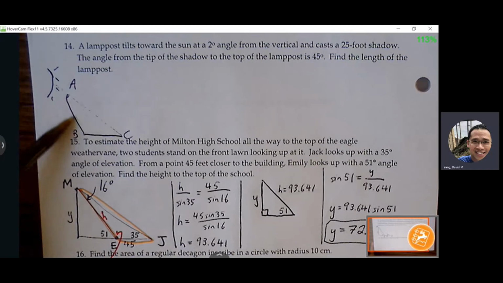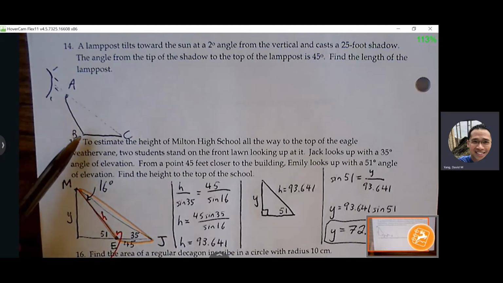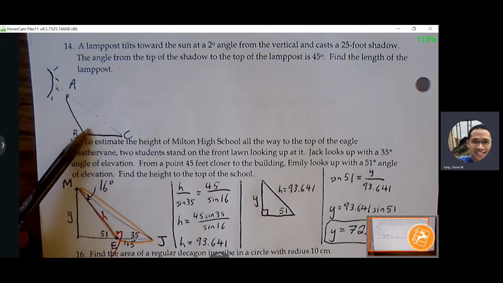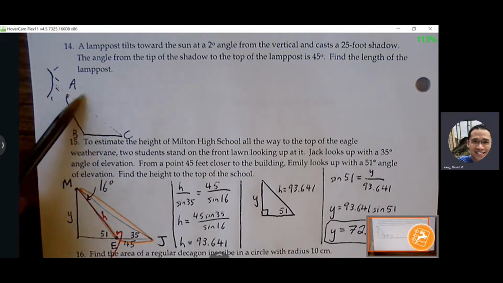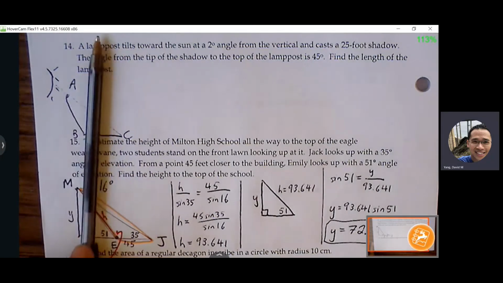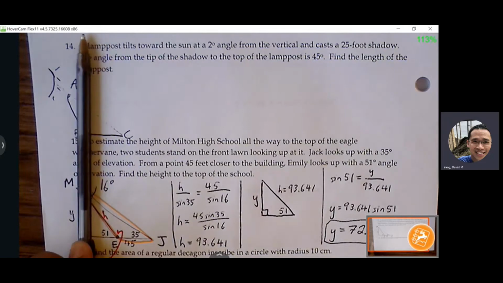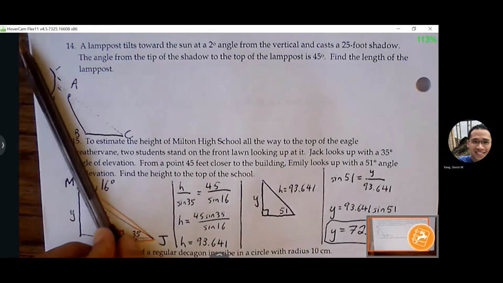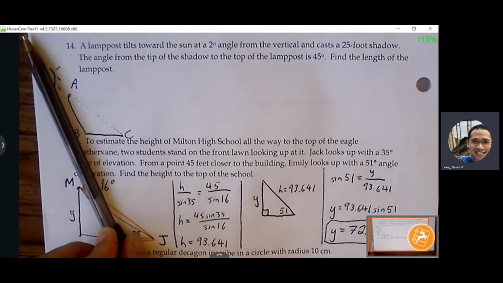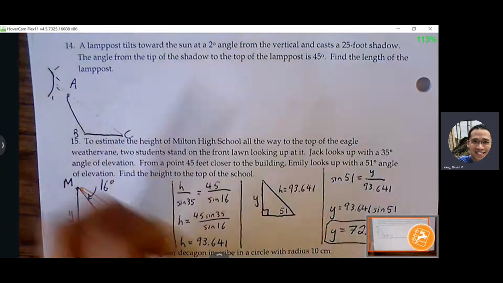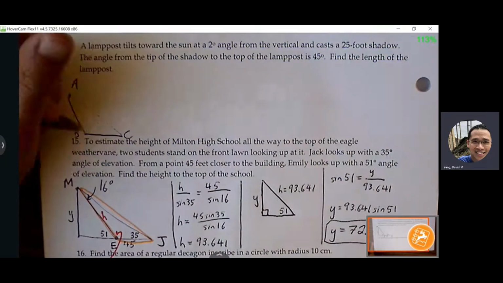Okay, so the lamppost is slightly tilted. Any idea what this angle is going to be? Good. So we know that the vertical is 90 degrees. We're going to shift it towards the sun. That means it's going to create an obtuse angle. So we do 90 plus 2, 92 degrees.